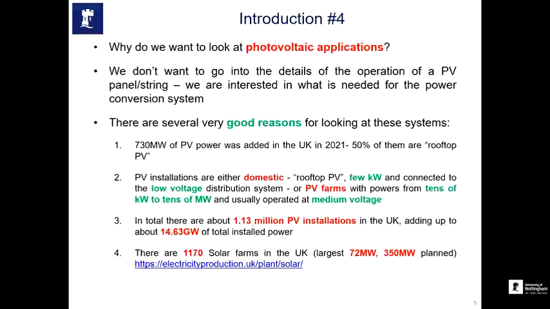So in total, we have over 1 million PV installations in the UK, and as you can see, it's almost 15 gigawatt of installed power at present. And in terms of big solar farms, there are more than 1,000 solar farms in the UK. The largest one is 72 megawatt, but there is a planned very large solar farm which is 350 megawatt, but it has not been commissioned yet.